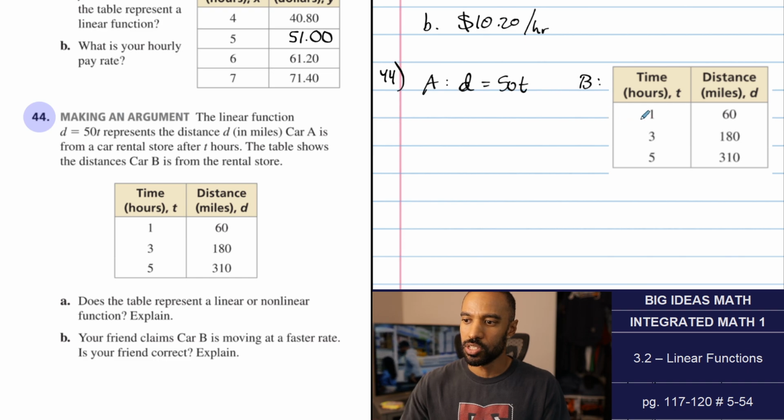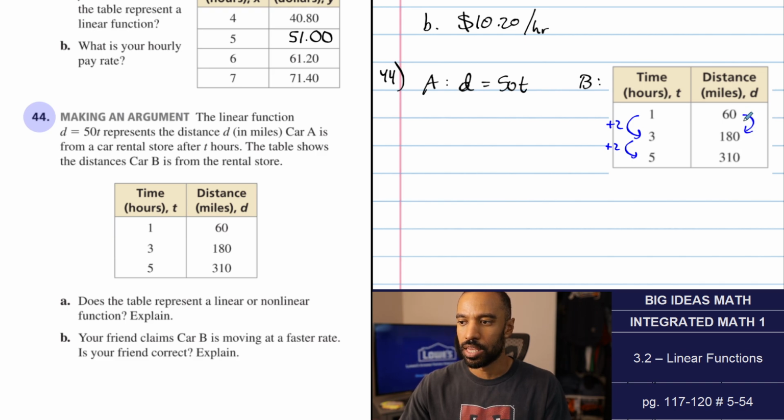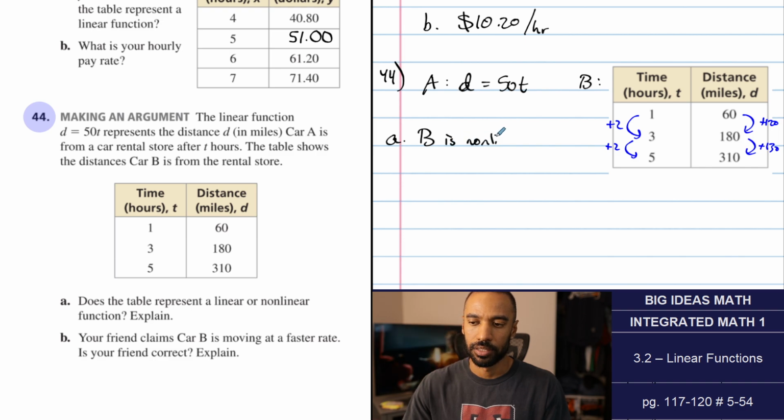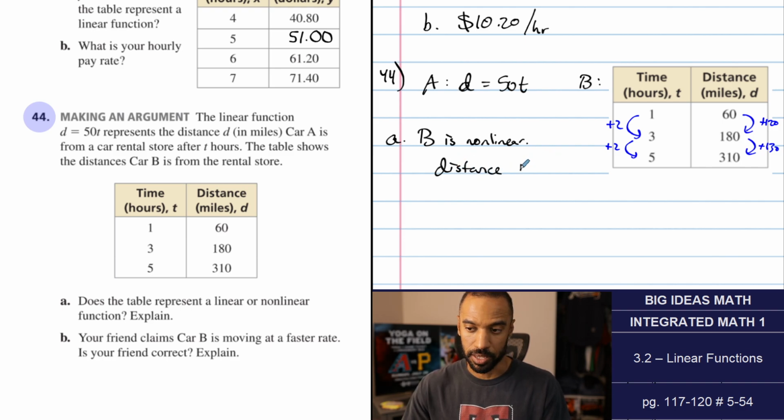Explain. Well, this is a constant rate of change from 1 to 3 to 5. You might not start from 0 to make it happen, but those are adding 2. This one adds 120 and then this one adds 130. So for part A, B is not linear, it is nonlinear. Distance isn't constant as time is.